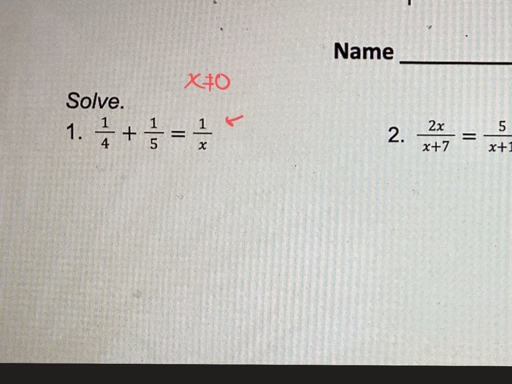And then I'm going to multiply everything up there by the LCD. So I'm multiplying everything by 20x. 4 times 5 is 20, and don't forget the x. What happens here is 4 goes into 20 five times, so I'm going to multiply 5 times x times 1. 5 goes into 20 four times, so I'm multiplying 4 times x times 1. Here the x's cancel. That leaves 20 times 1.